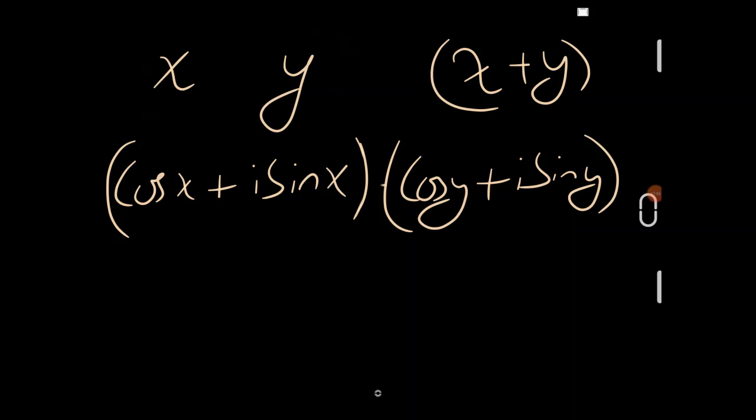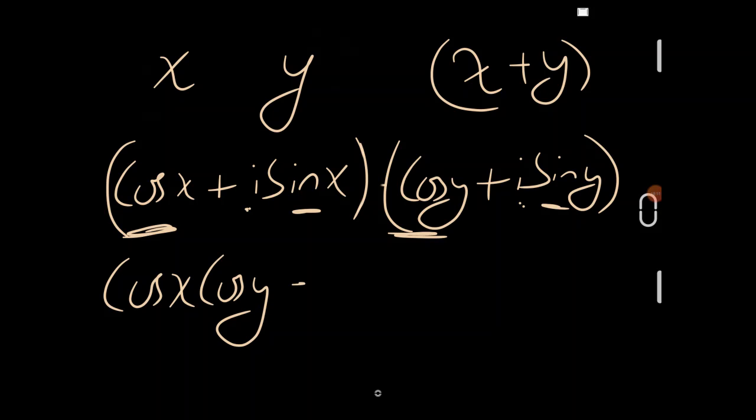So what will be the real terms? The real terms will be this into this plus this into this, because i into i will be minus 1, right? So you just open this, and you will get cos x cos y minus sin x sin y, because i into i is i square, and i square is minus 1. So that is how this minus comes.